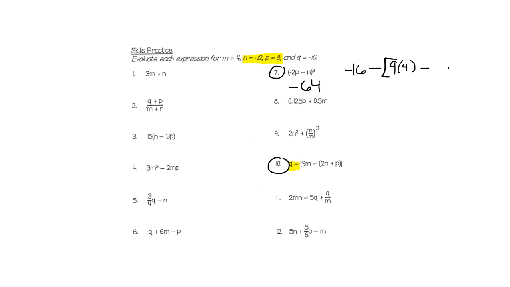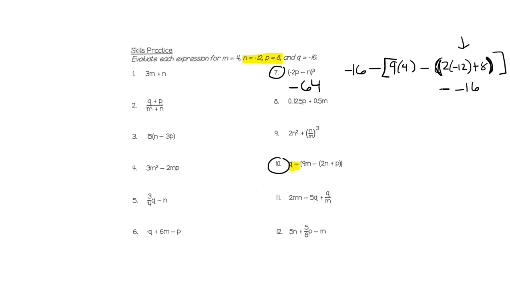Then we have a minus sign. Then we have another parentheses, which gives us 2 times n, which is negative 12, plus p, which is 8. Close bracket. Okay. So we are going to start inside our bracket with this parenthesis. That's where we're going to start. We start with the innermost grouping symbols first. So 2 times negative 12 is negative 24. Negative 24 plus 8 is negative 16.